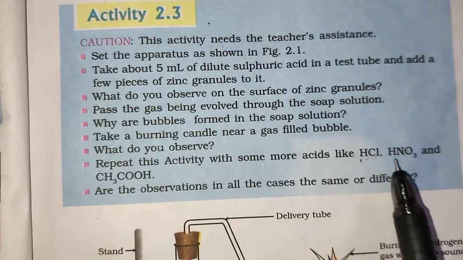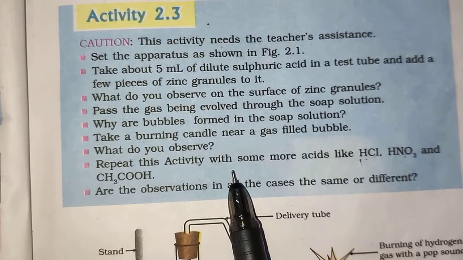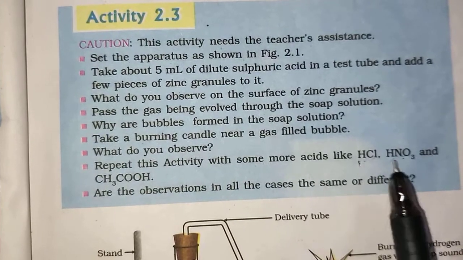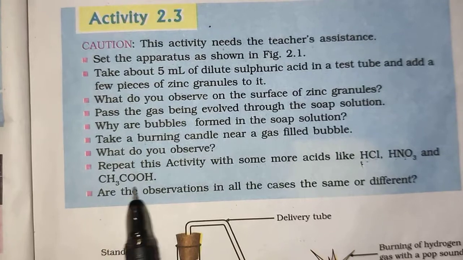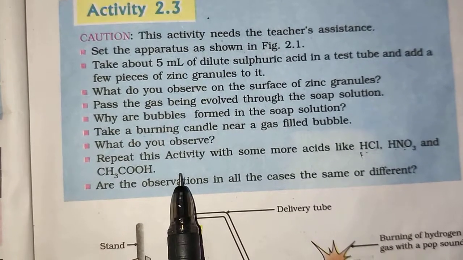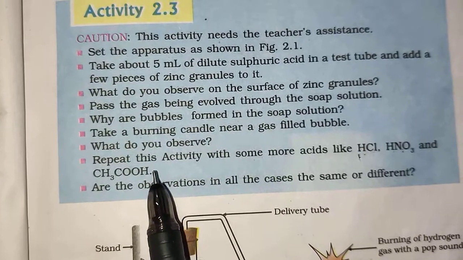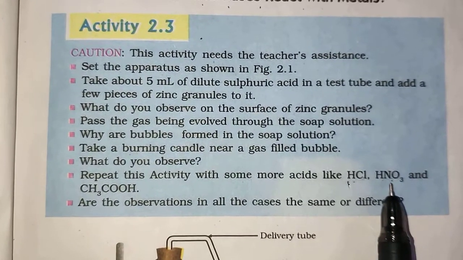In case of HCl and HNO3, what will happen, it will form more hydrogen gas as it is a very strong acid. But in case of acetic acid, if we allow acetic acid to react with metal, then the rate of evolution of the hydrogen gas will not be the same as HCl and HNO3 when they react with metal.